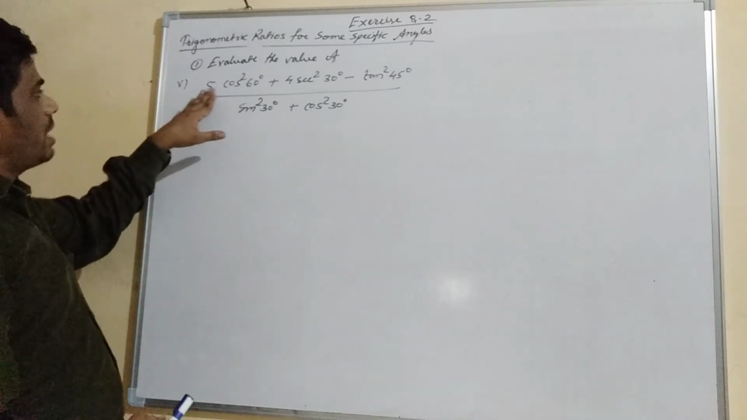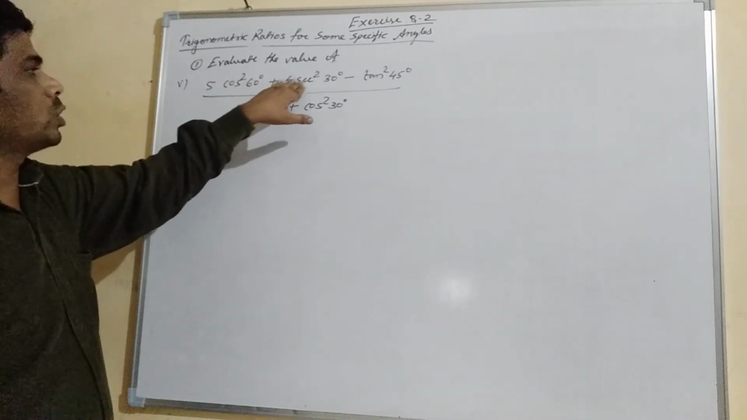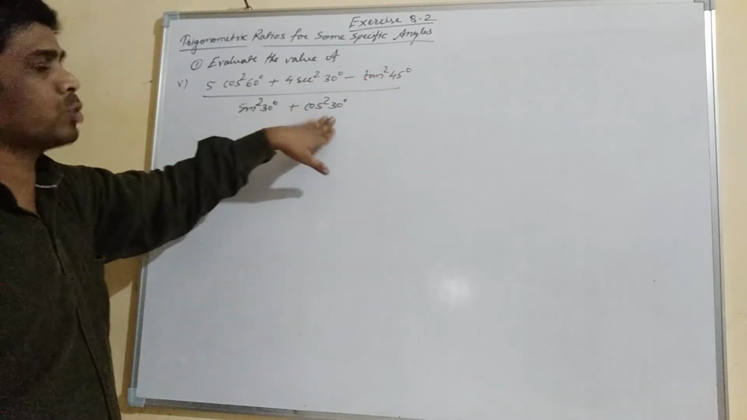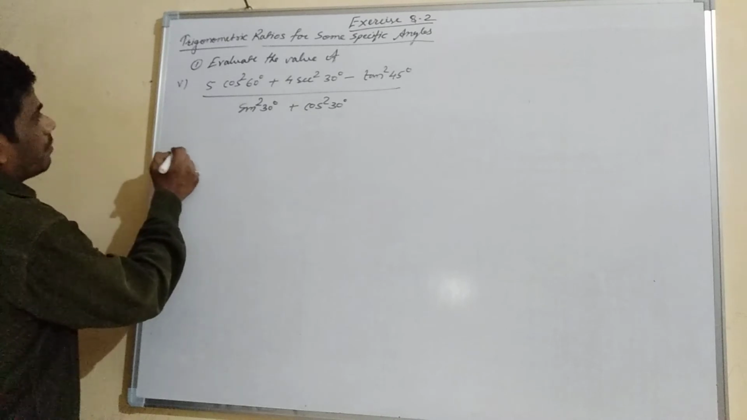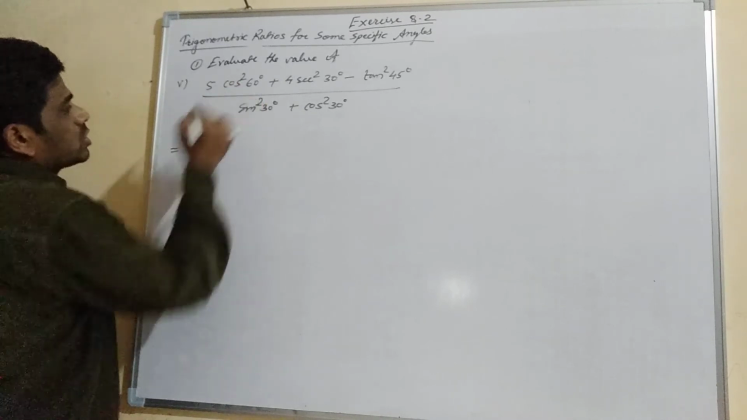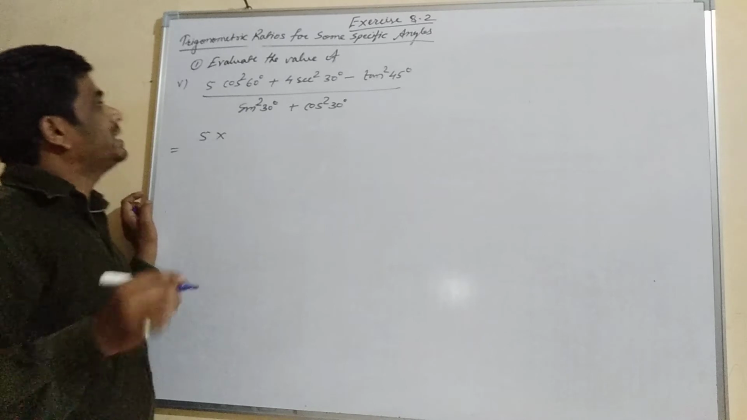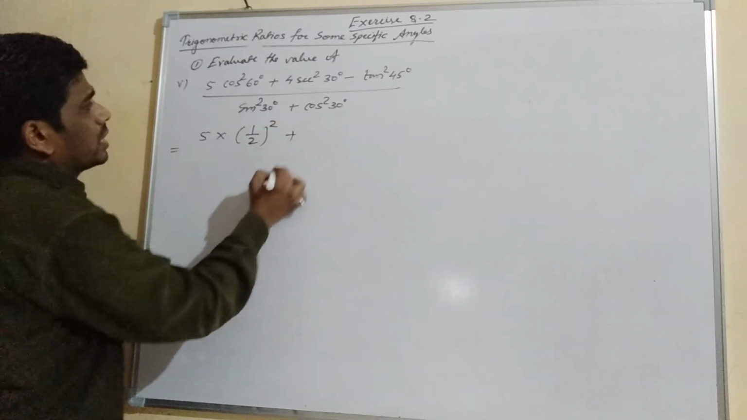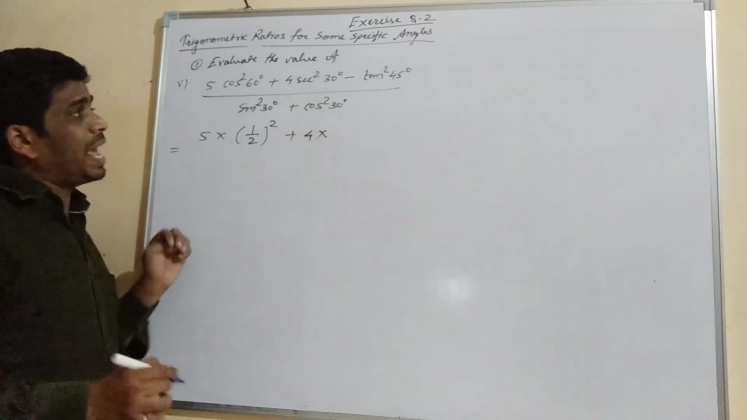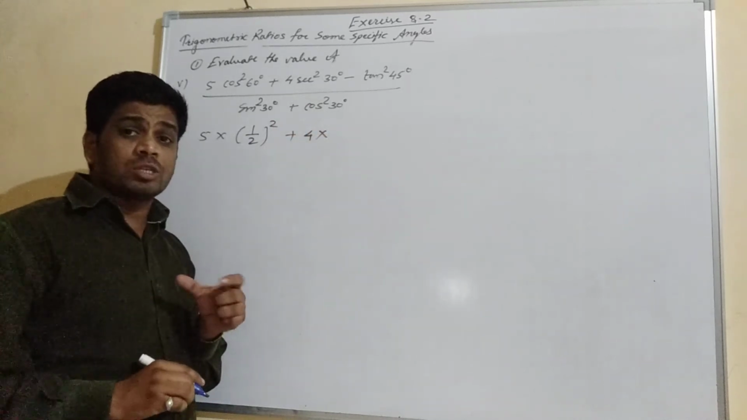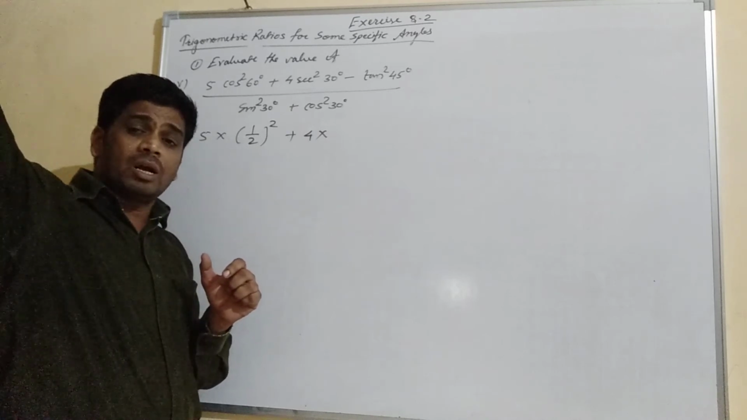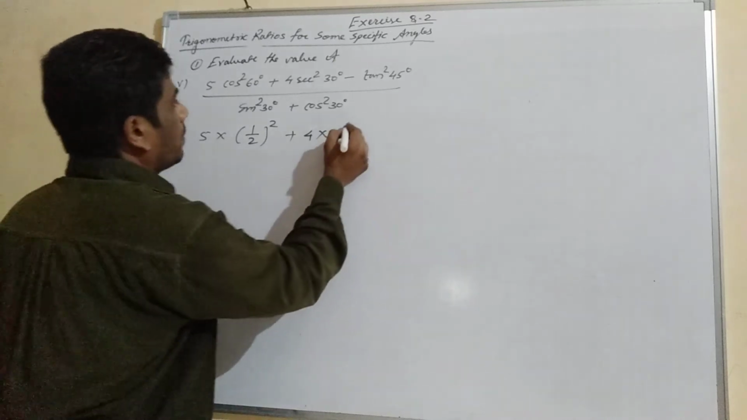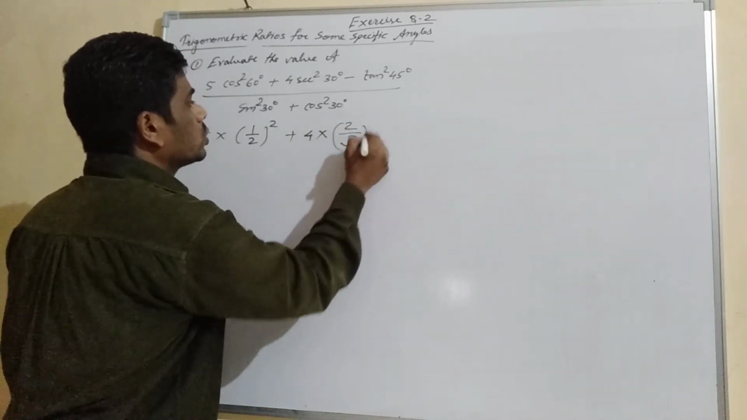In this question, 5 cos square 60 plus 4 sec square 30 minus tan square 45 upon sin square 30 plus cos square 30. So you can substitute your value. 5 into cos 60 is equal to sin 30 and sin 30 is equal to 1 upon 2. Okay, it is square plus 4 into sec is the inverse of cos. Cos 30. Cos 30 is equal to sin 60. And sin 60 equal to root 3 upon 2. So it will be 2 upon root 3 whole square.